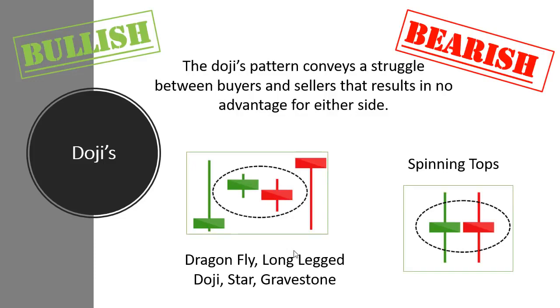Everyone kind of knows what the dojis are, and they get all kinds of fun names. We all know the spinning top. You're going to find these in consolidations. Buyers and sellers are pretty much in agreement. Maybe a resting period. It may be a consolidation, it may be something along those lines.